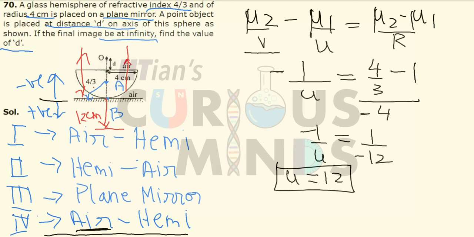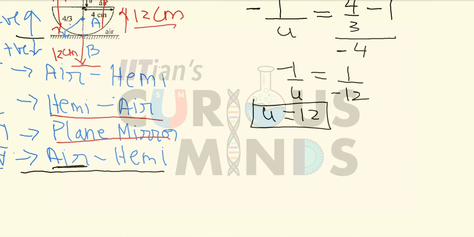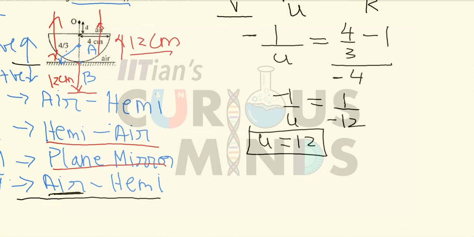Now for the mirror, let us consider the third process. For a plane mirror, the object for the fourth process becomes the image for the third process. So if the image is at 12 centimeter, I can say that the object will be at 12 centimeter above this axis. So the third process is also solved. Now let us solve the second process. Here, the object for the third process becomes the image for the second process. Now look over here, the final image at 12 centimeter is situated in air.